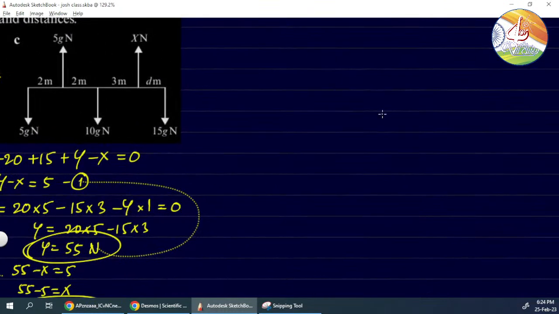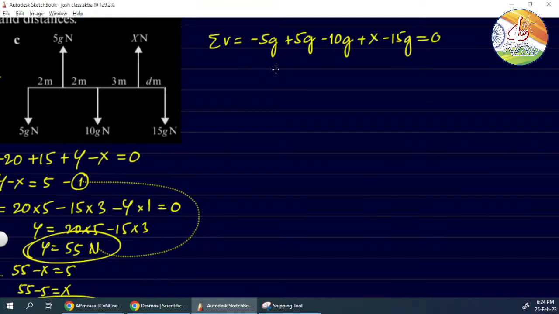In this one, part C, the distance is unknown and x is unknown. So again, let's go with sigma vertical. 5g is downwards, so minus 5g. 5g is upwards next, so plus 5g. 10g is downwards, so minus 10g. x is upwards, so plus x, minus 15g downwards. Total should be 0. So here we will get the value of x directly. These two will cancel, and that is 25g.